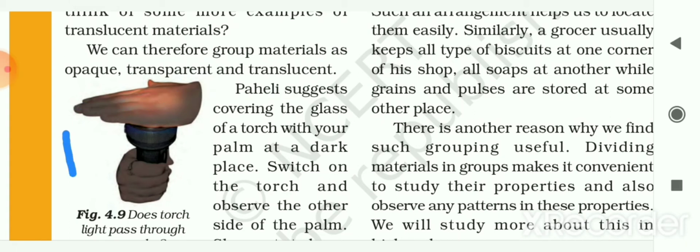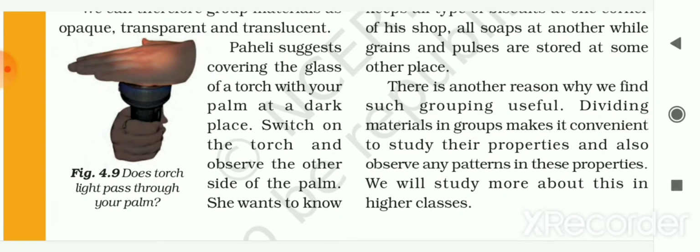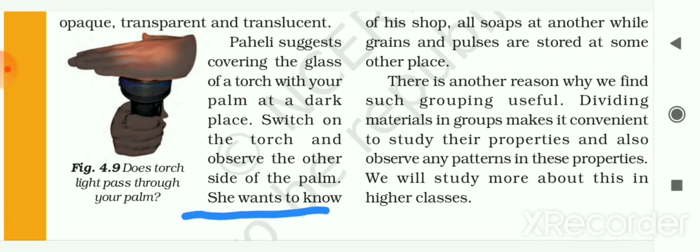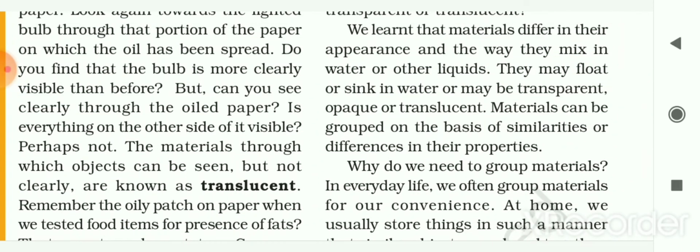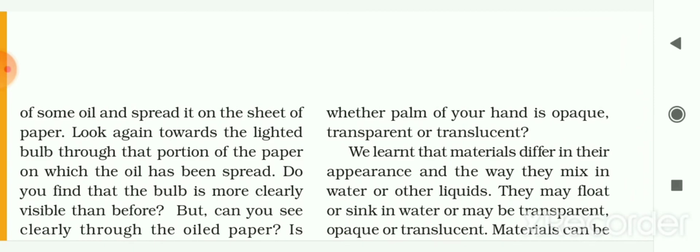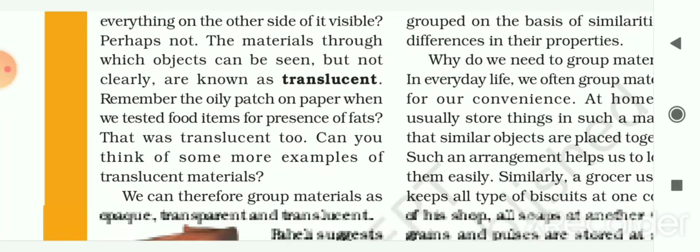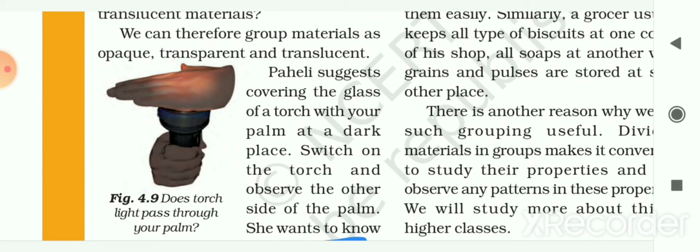Now Paheli is suggesting something. Paheli suggests covering the glass of a torch with your palm at a dark place, then switching on the torch and observing the other side of the palm. She wants to know whether the palm of your hand is opaque, transparent or translucent. So when you cover the glass of the torch with your palm and switch on that torch, you can see the light through the palm.